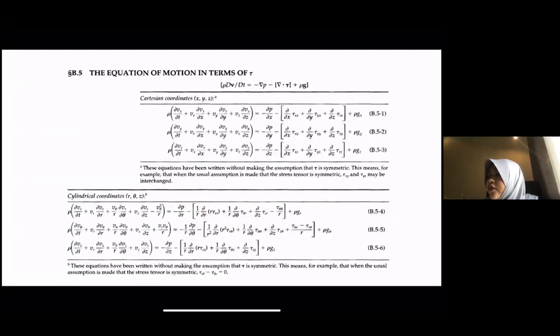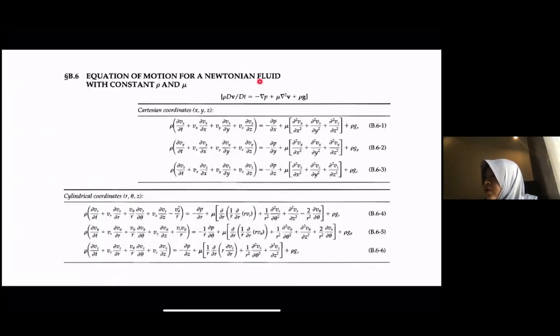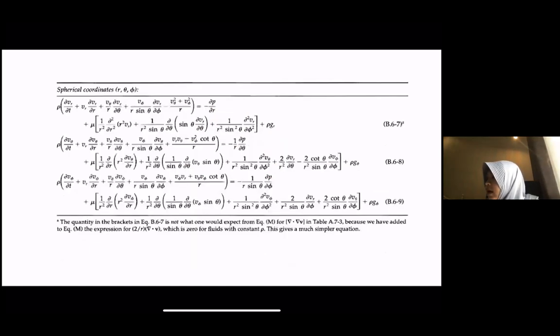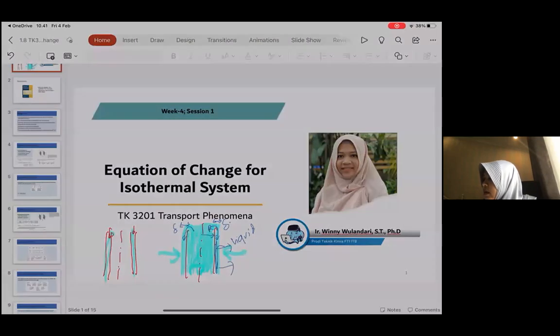The second one, if you remember from Wednesday, is the equation of motion in terms of shear stress. There are the Cartesian coordinates, cylindrical coordinates, and also spherical coordinates. And then the equation of motion is all about the temperature and the velocity. This case would be also. Okay, and then let me open one more.